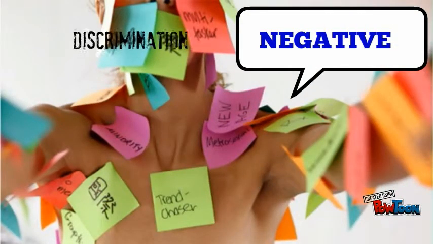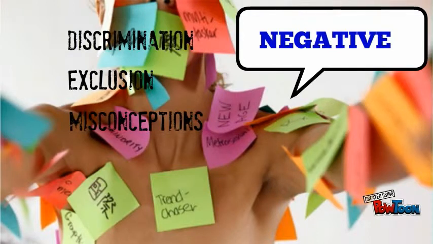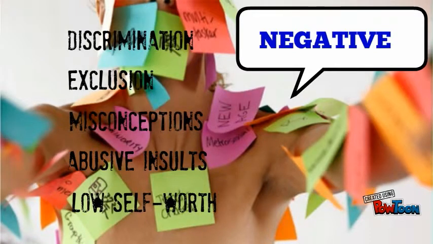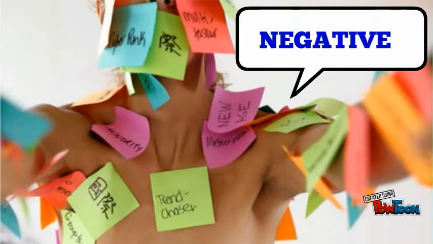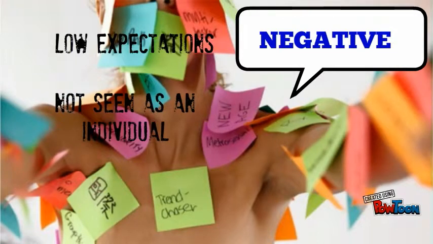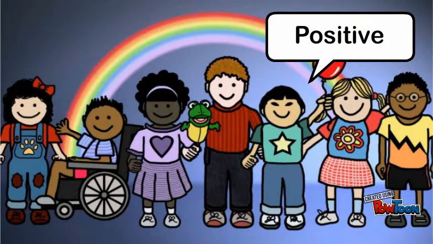Negative effects of labelling can include discrimination, exclusion, misconceptions due to stigma, people still referring to old terminology which is insulting and abusive, and students developing low self-esteem and low self-capabilities. People, including teachers, have low expectations due to negative labels. Teachers cater for the diagnosis, not to the child as an individual. Labels can also limit life opportunities.